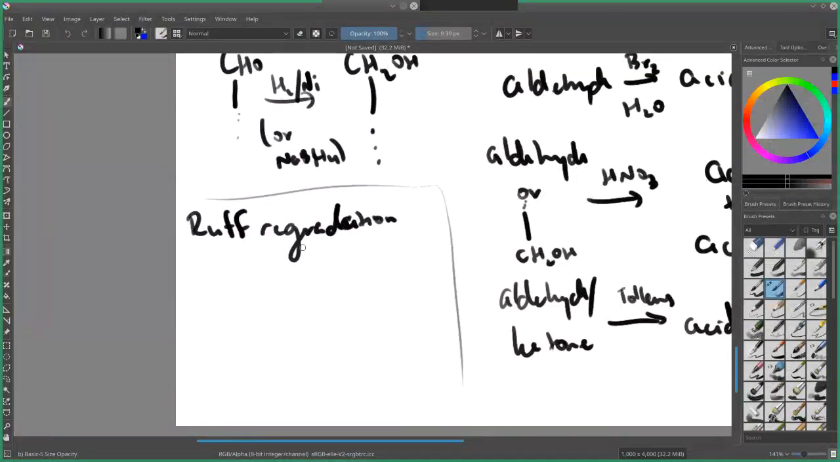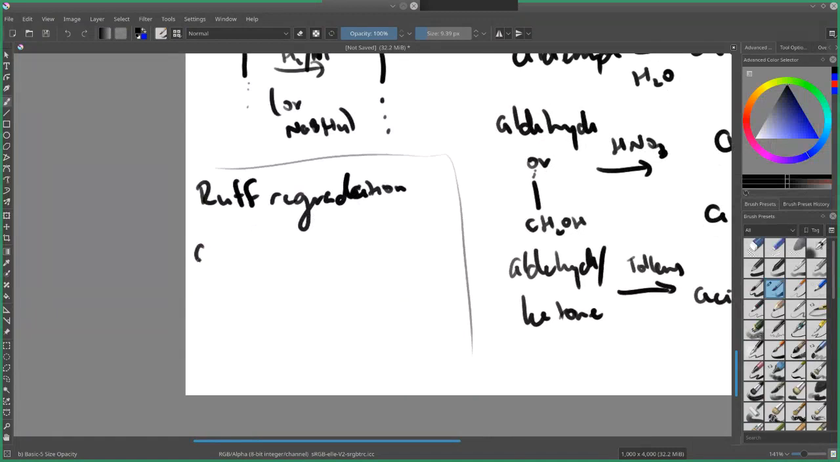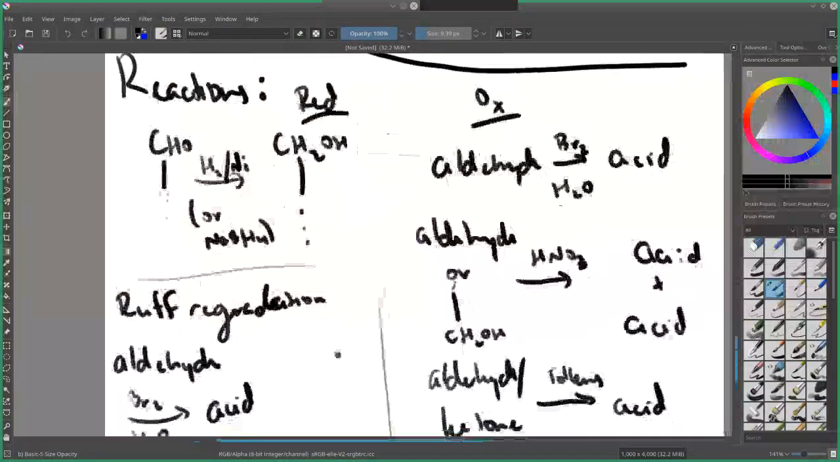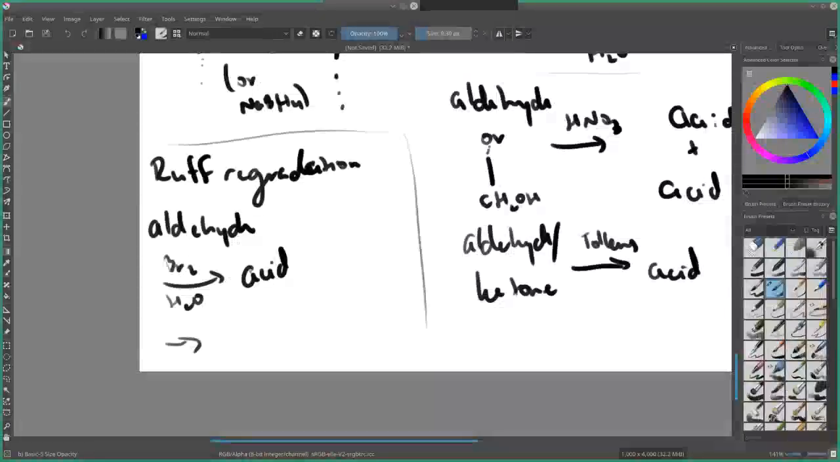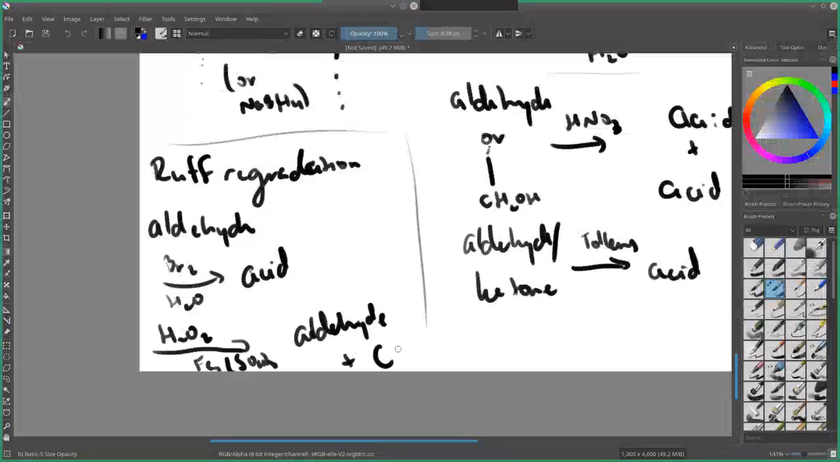Along the lines of its name, it's a little bit rough on your sugars. So you take an aldehyde and then you do bromine water and you get an acid, which is just what we saw above. That was over here. And from there, you treat it with hydrogen peroxide and iron sulfate, which will give you an aldehyde back, plus it pops off a CO2.